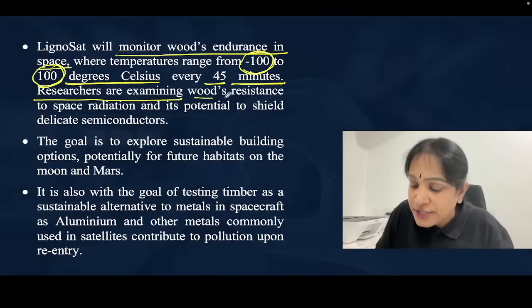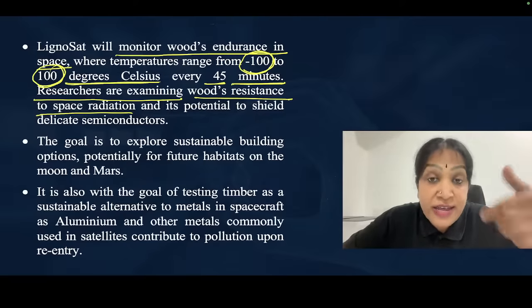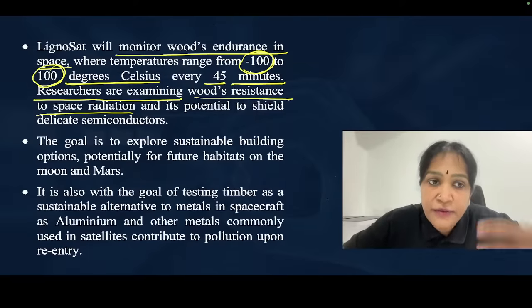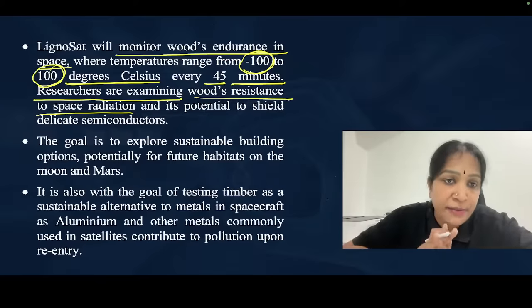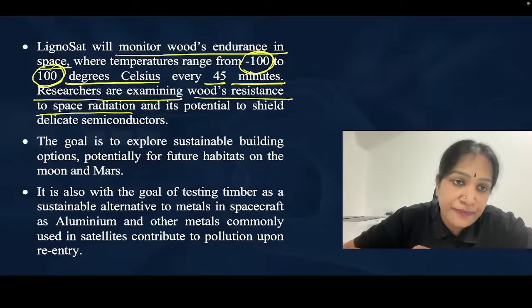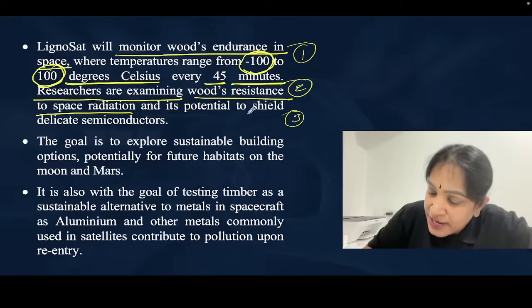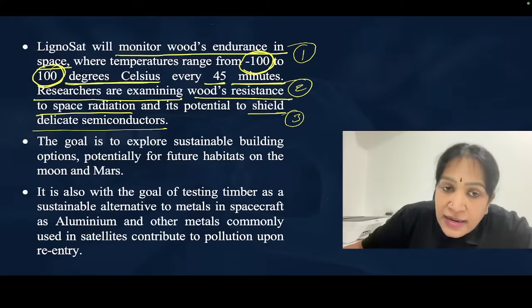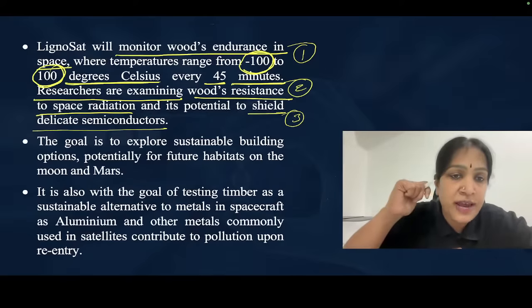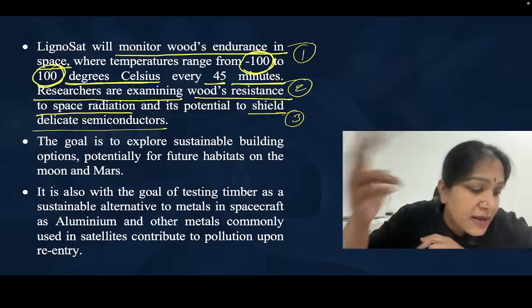Researchers are examining wood's resistance to space radiation. In space, we are getting radiation like X-rays, gamma rays, infrared, visible light, different radiations are coming. Is the wood resistant to space radiation? Next, third one. First one, temperature extremes. Second one, resistance to radiation. Third one, can it shield the delicate semiconductors which are inside the Lignosat? Can the wooden panels shield, protect the delicate semiconductors?